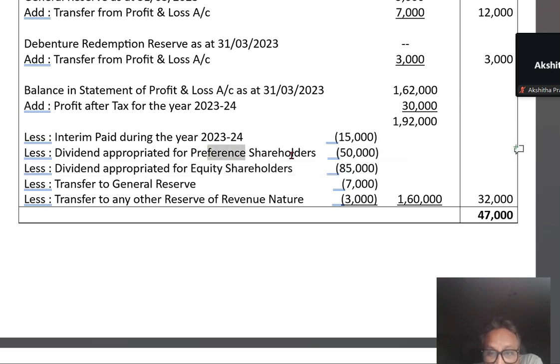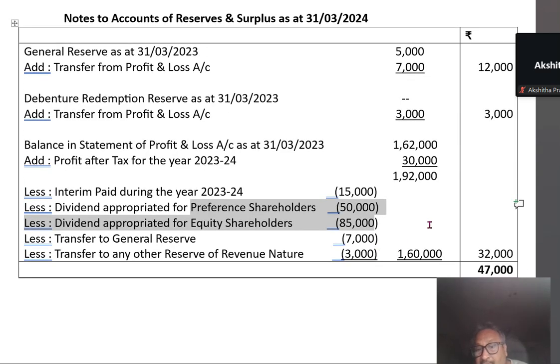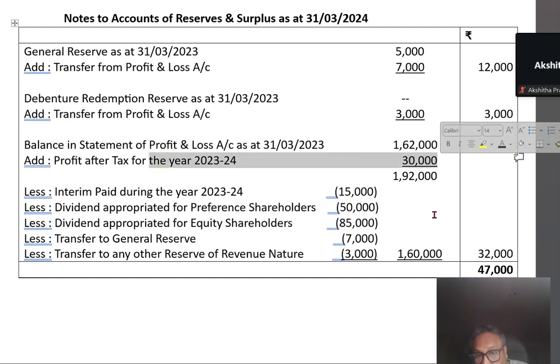It means these dividends are not coming from the current year's profit, which is 30,000. No, this is coming from the previous year's profit, that is the profit of accounting year 22-23. This is the profit of 23-24. From the current year's profit, you cannot appropriate dividend in the same year.